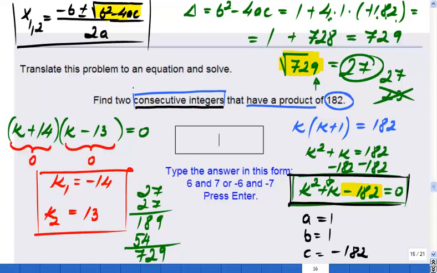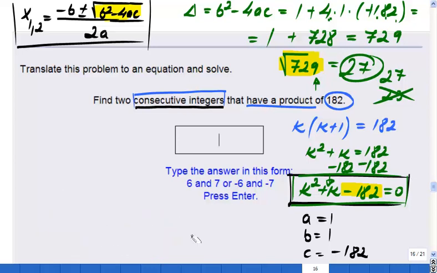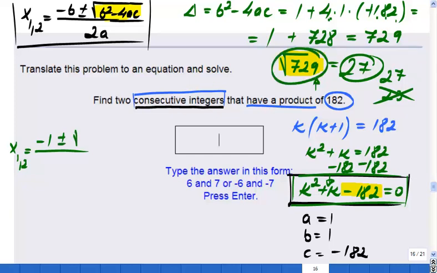Okay? Now going back to your quadratic formula here, you will find that your two roots, and I'm going to erase everything on the left side here. So I have my x1, 2 as being equal to what? Negative b, which is negative 1, plus minus square root of delta, which is square root of 729. We can write it here as plus minus 27, right? Over 2 times a, over 2. And this gives you the two roots.